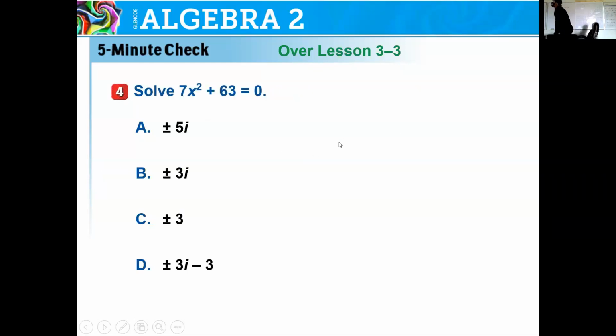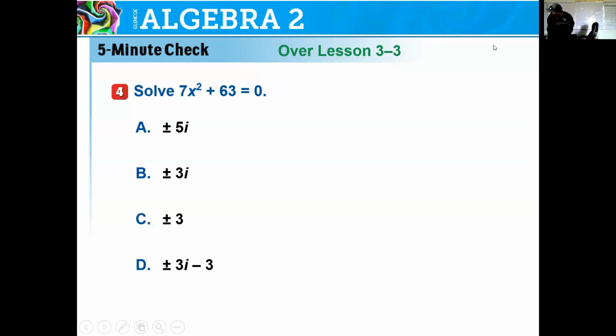All righty, here we got another one. We're going to solve it. It's going to turn out to be having to simplify using i. So we have 7x squared plus 63, all set equal to 0.